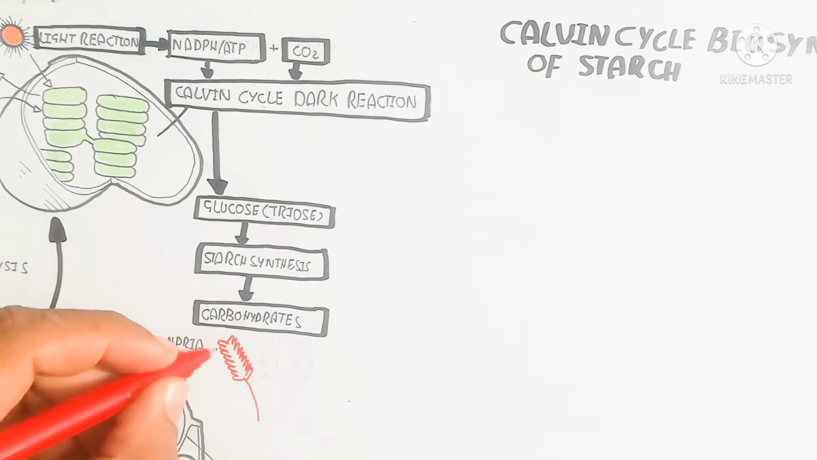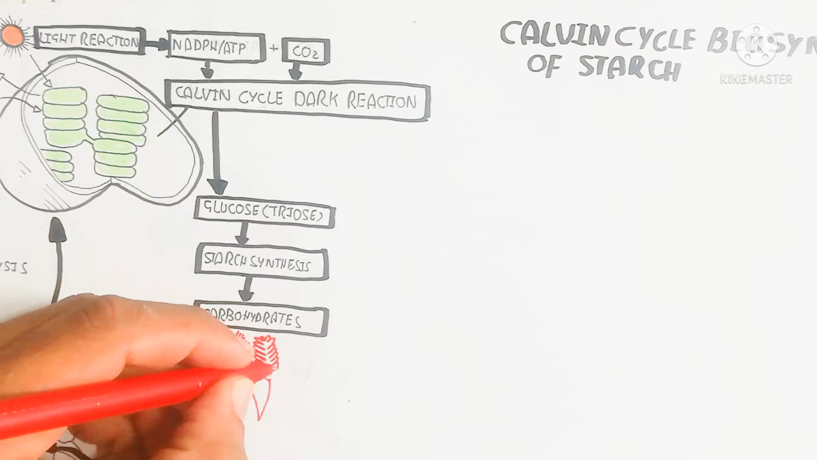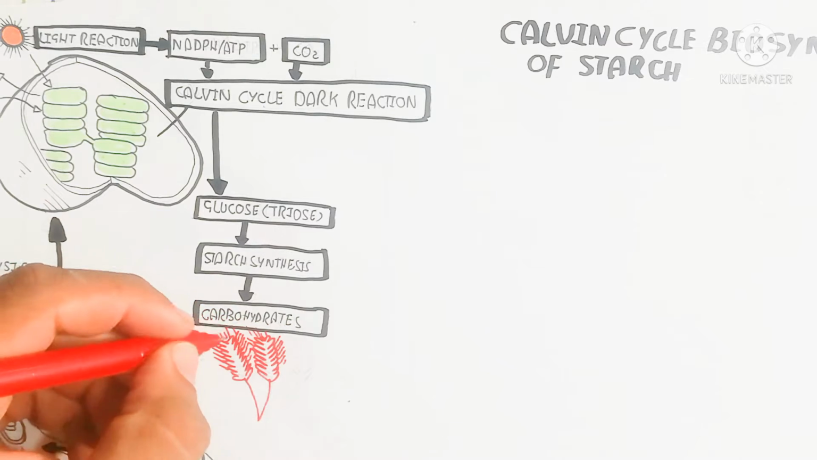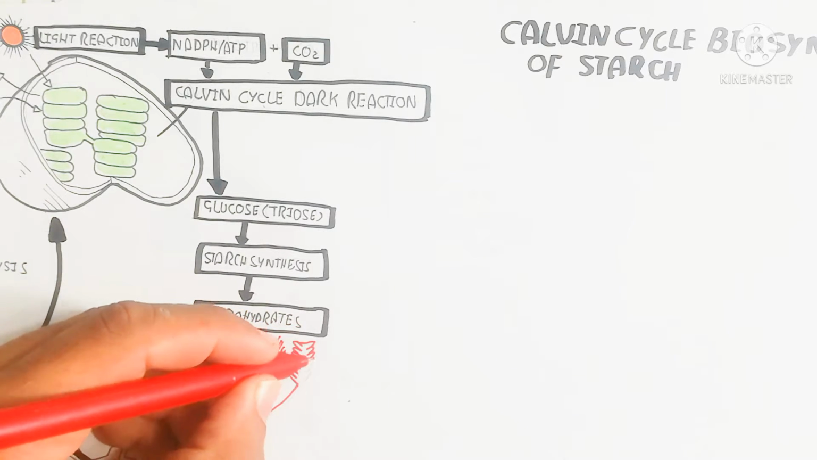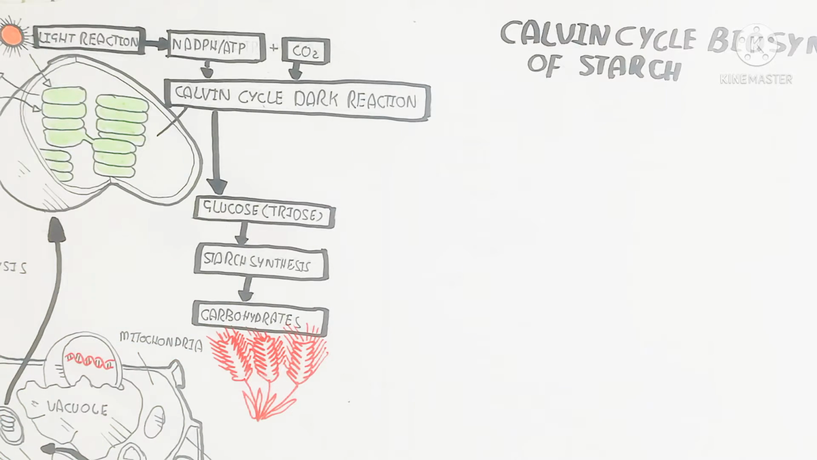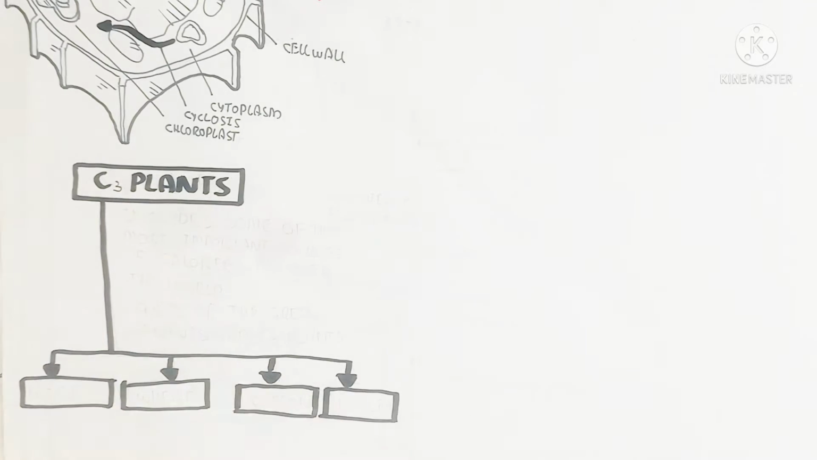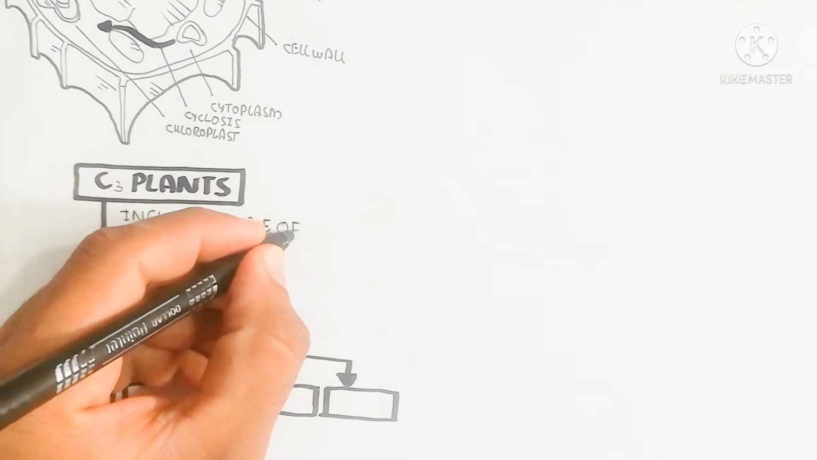But the previous stage is the Z scheme and electron transport chain, with photosystem 1 and 2, basically used for the light reaction to produce NADPH and ATP for the preparation of the Calvin cycle, by the fixation of carbon dioxide to produce glucose, triose, starch, synthesis and carbohydrate.